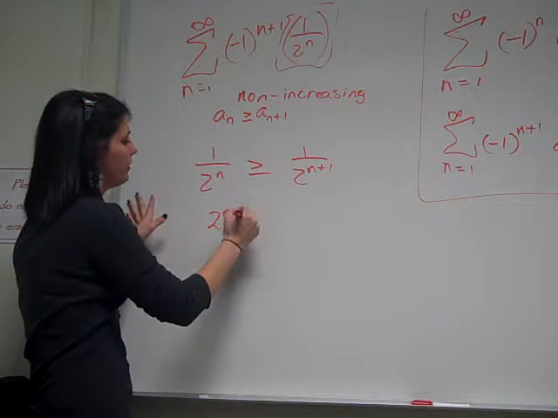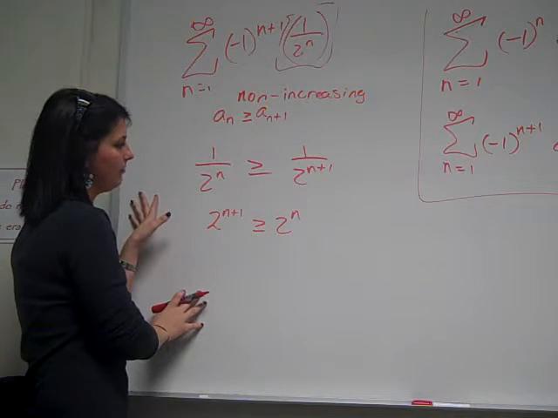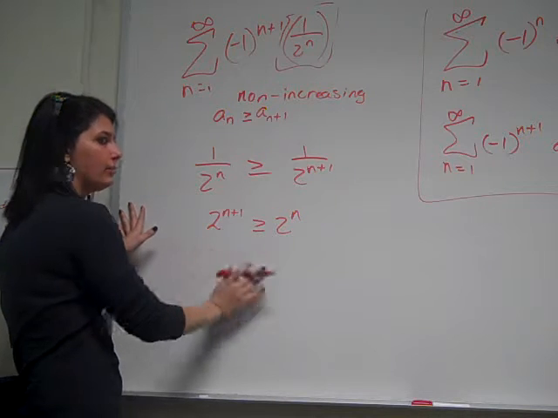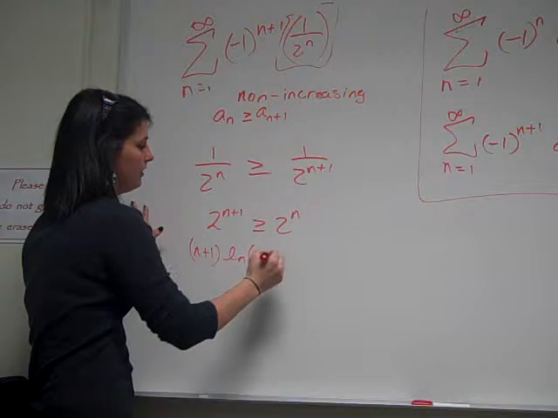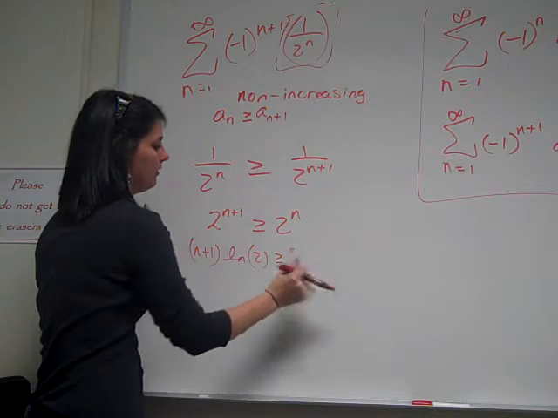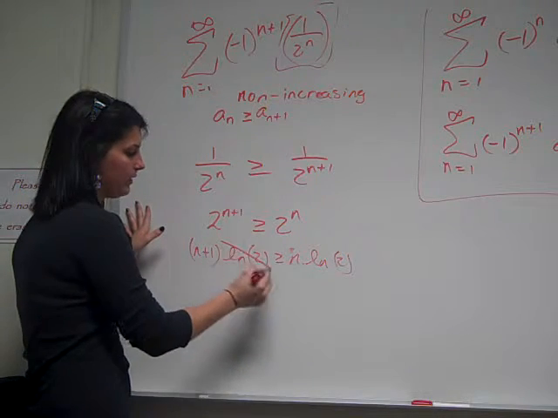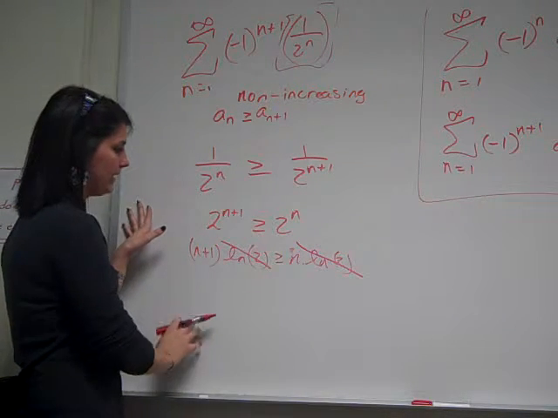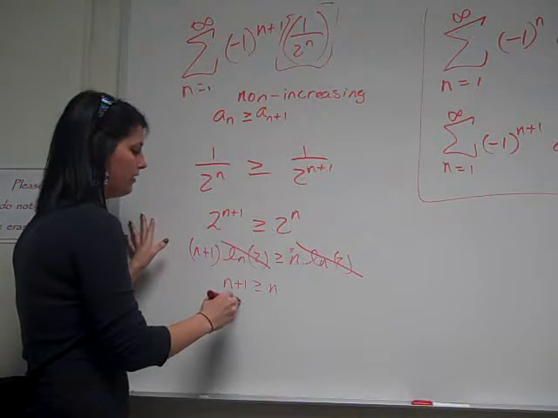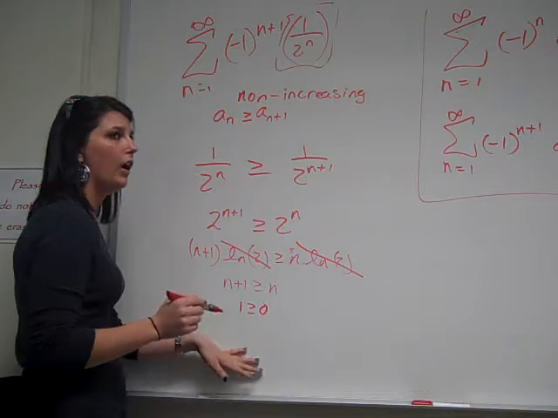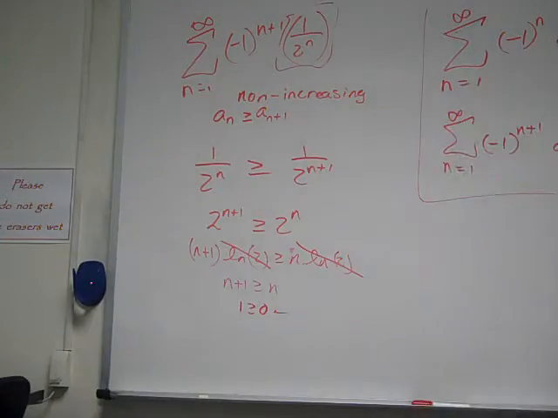So I get 2 to the n plus 1 is greater than or equal to 2 to the n. So using my natural log trick, n plus 1 times the natural log of 2 is greater than or equal to n times the natural log of 2. Divide both sides by the natural log of 2, which is positive, so I don't mess anything up. And I get n plus 1 is greater than or equal to n. Subtract off n, so 1 is greater than or equal to 0, always. So this is true, so it is non-increasing, so this does work.